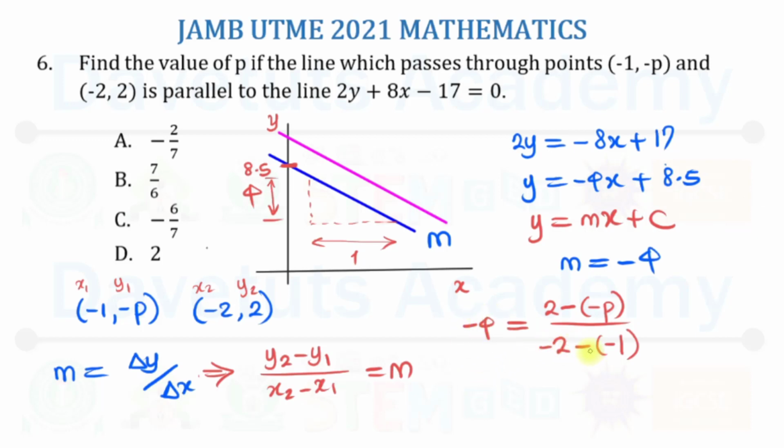Minus 2 minus minus 1 will become minus 2 plus 1. Minus 2 plus 1 is actually minus 1, okay? So this minus 1, when it multiplies this minus 4, it will become 4. 4 is equal to 2. Now, minus times minus again is plus, so I have 2 plus p. So from here, you can just see that p will be 4 minus 2, and that will be 2.